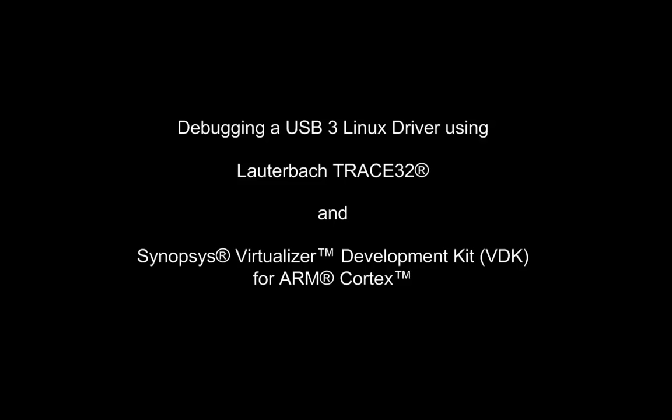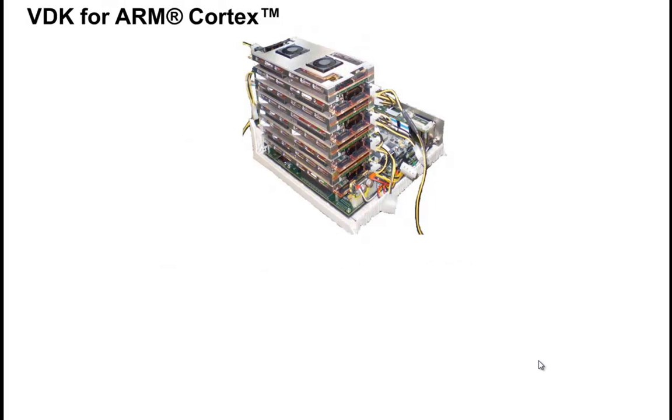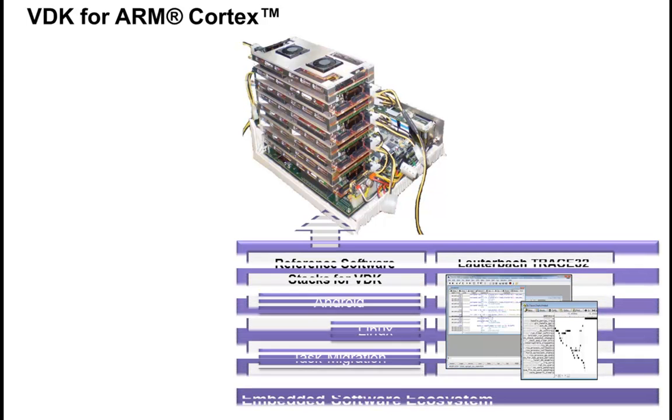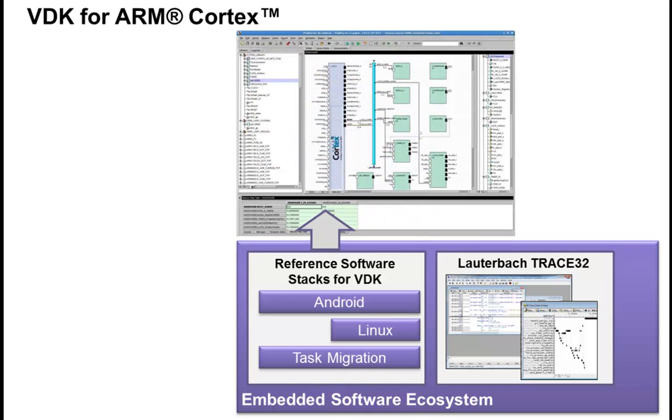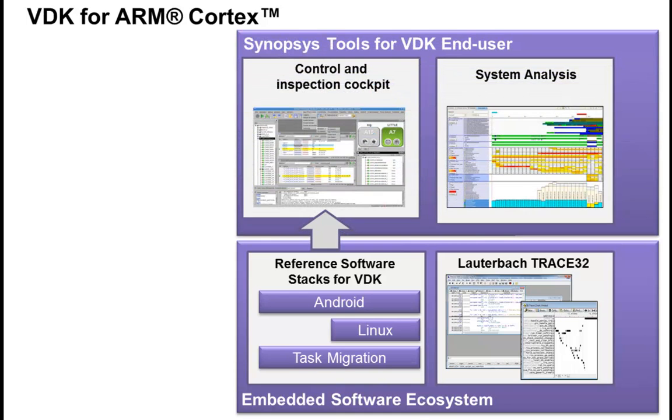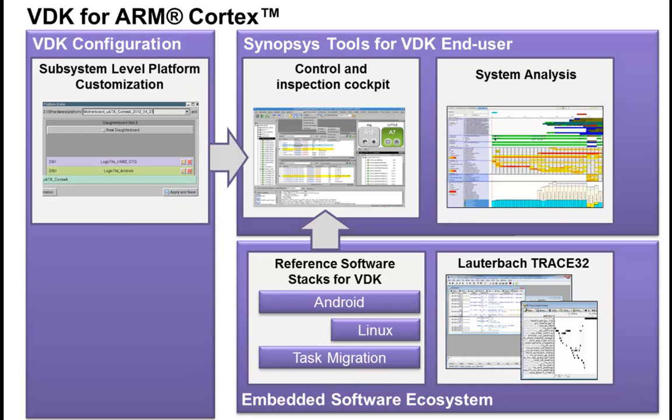In this demonstration, we will look at debugging a USB 3 Linux device driver using Lauterbach's TRACE32 and the Synopsys Virtualizer Development Kit, VDK, for ARM Cortex. From a software developer standpoint, the VDK for ARM Cortex is very similar to ARM's well-known Versatile Express prototyping system. The VDK is able to run the exact same software stacks and provides connectivity to the same software development tools such as TRACE32. But instead of hardware, the VDK is a simulation model of the entire system, including all CPUs and the peripherals.